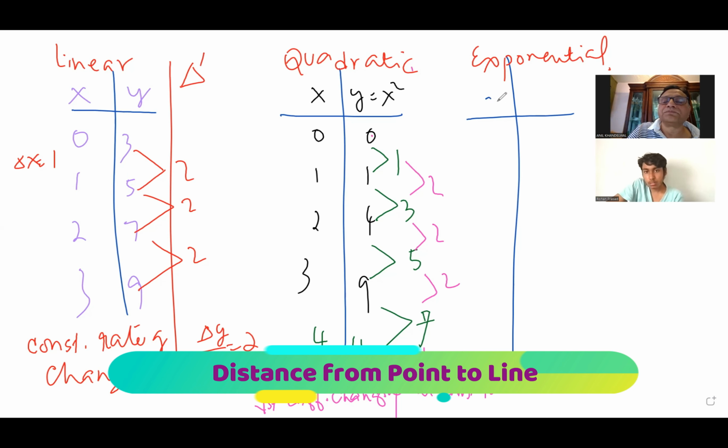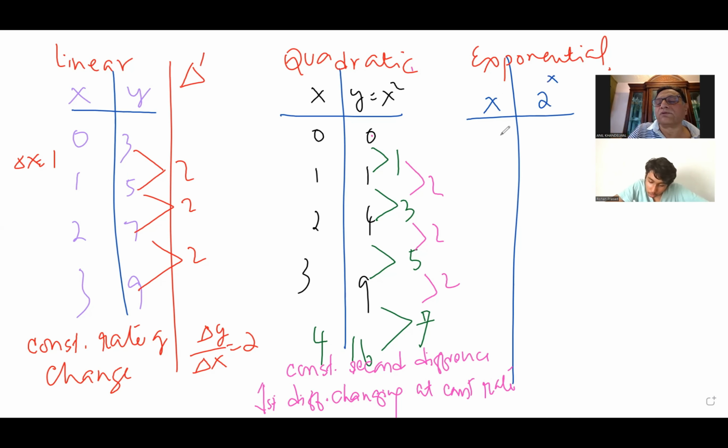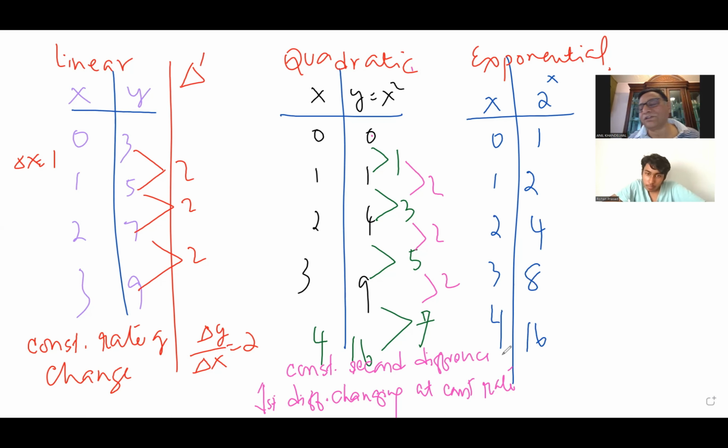Let's see. X, and let's say 2 to the power of x for simple calculations. 0, 1, 2, 3, 4. So what is 2 to the power of 0? 1. Anything to the power of 0 is always 1. 2 to the power of 1 is how much? 2. 2 squared is 4. 2 cubed is 8. And this is 16. You see that? Yes, sir.